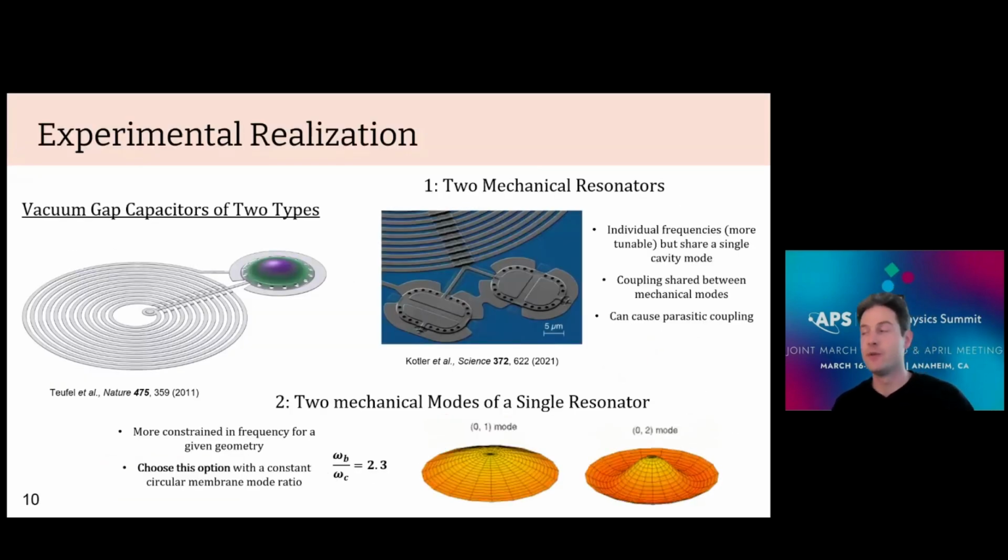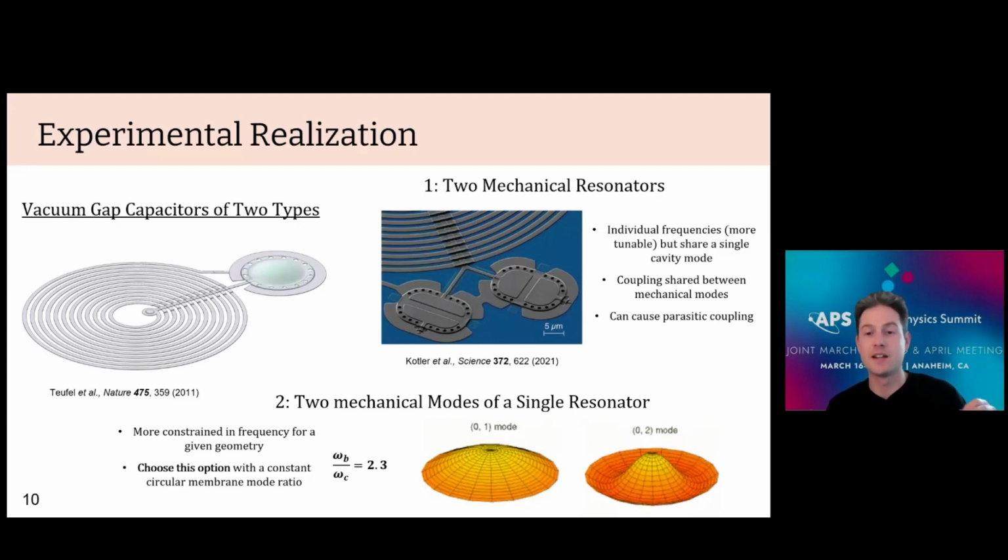So that's all good. We've built up this system of equations, but we're talking about experimental physics. So we want to understand how we can actually experimentally realize this. So what we might use is something called a vacuum gap capacitor, of which come in two different types. We can either separate our mechanical modes onto two different mechanical resonators, which share a coupling to the cavity, but this sharing of coupling might cause parasitic coupling. So what we might choose to do is use the second type, which is putting two mechanical modes on a single resonator and using these modes shown at the bottom right.